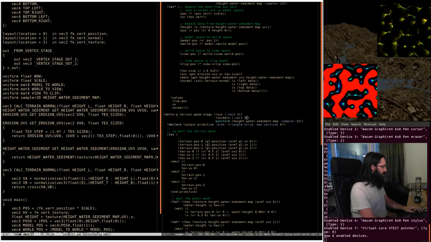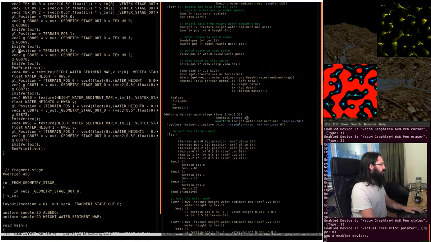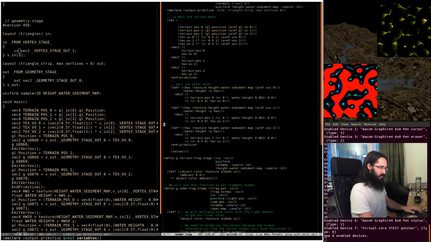Right, why is this? I'm interested in why I'm still getting this issue. So, oh no, that's the fragment stage. Right, so from the vertex stage, I should be getting... I know this. This is Unix. Right.